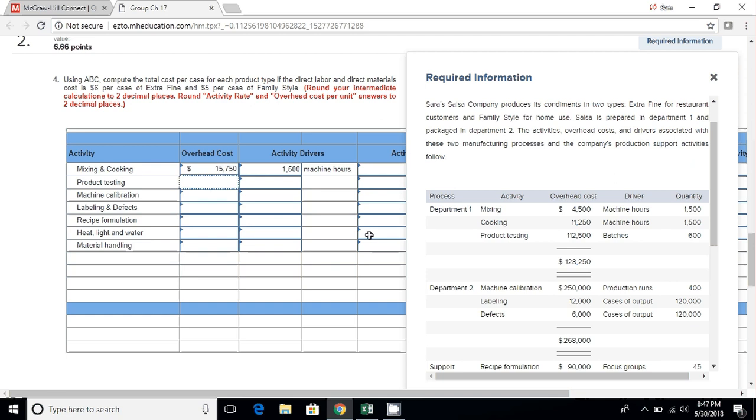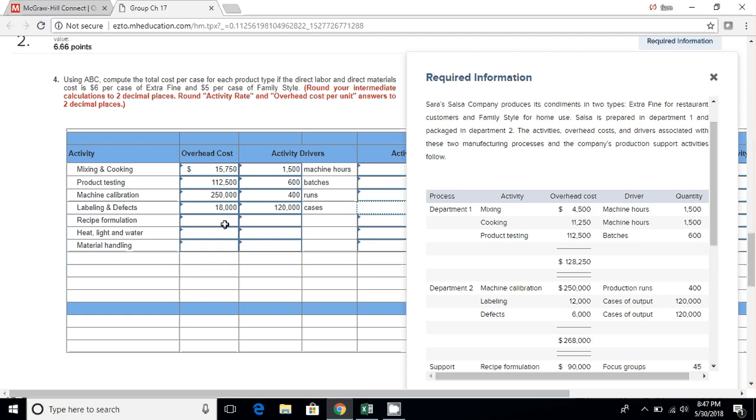Product testing, it looks like the cost there is $112,500, and it's going to be based on 600 batches. The machine calibration looks like it's going to be $250,000, and it's going to be based on 400 runs. The labeling and defects, if we look over here, we got to add together the 12,000 and the 6,000, so 18,000, and it's going to be based on 120,000 cases.